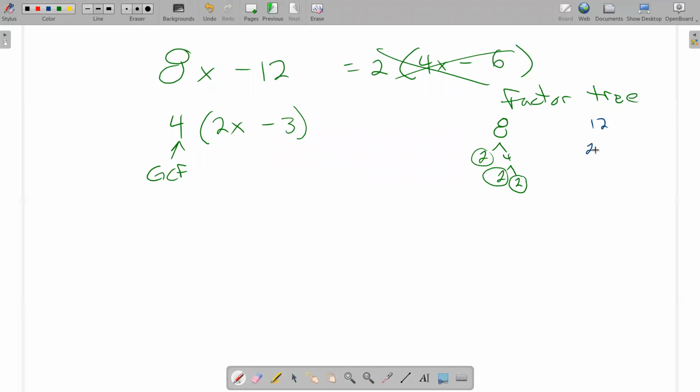12, let's see, 2 goes into 12 6 times, 2 goes into 6 3 times, and so those are the factors. 12 is equal to 2 times 2 times 3.